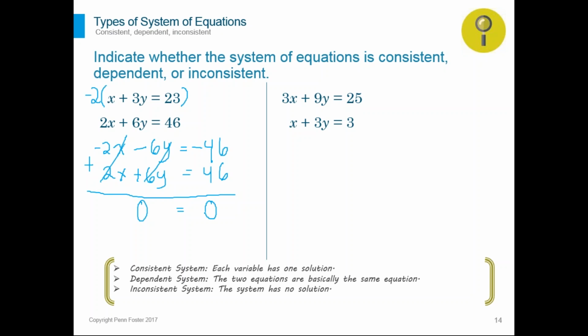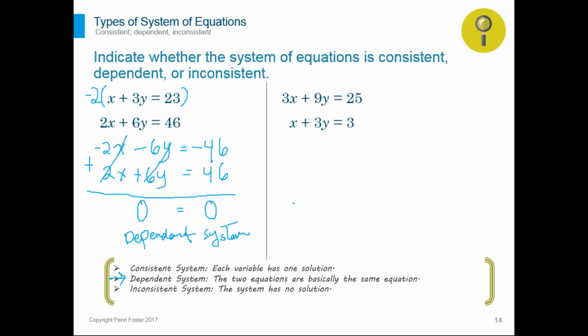When you are solving a system of equations and your solution just brings you that line 0 equals to 0, it means that those two equations are really one equation. They are the same equations. They are not different equations. And in this case, we call this system a dependent system because one equation actually depends on the other. So it is a dependent system. So it will be this type.